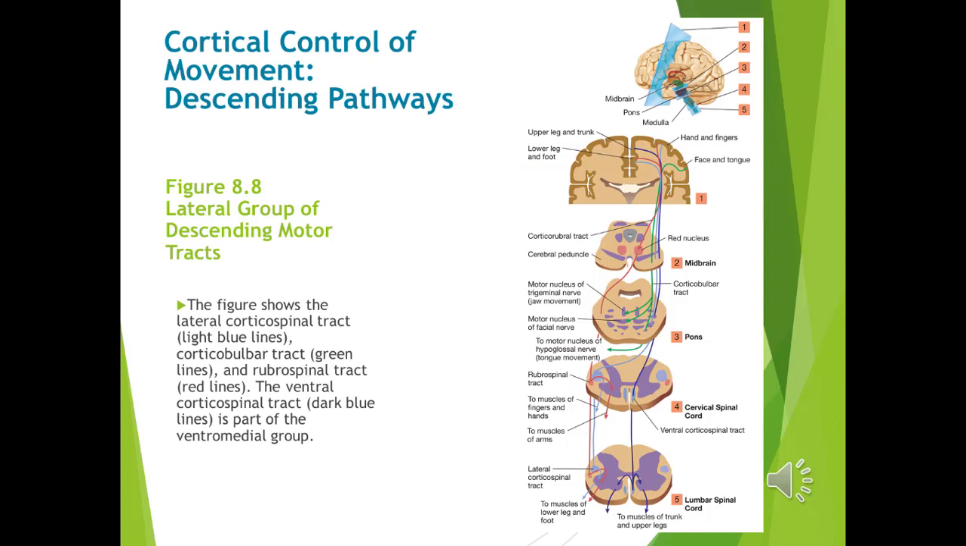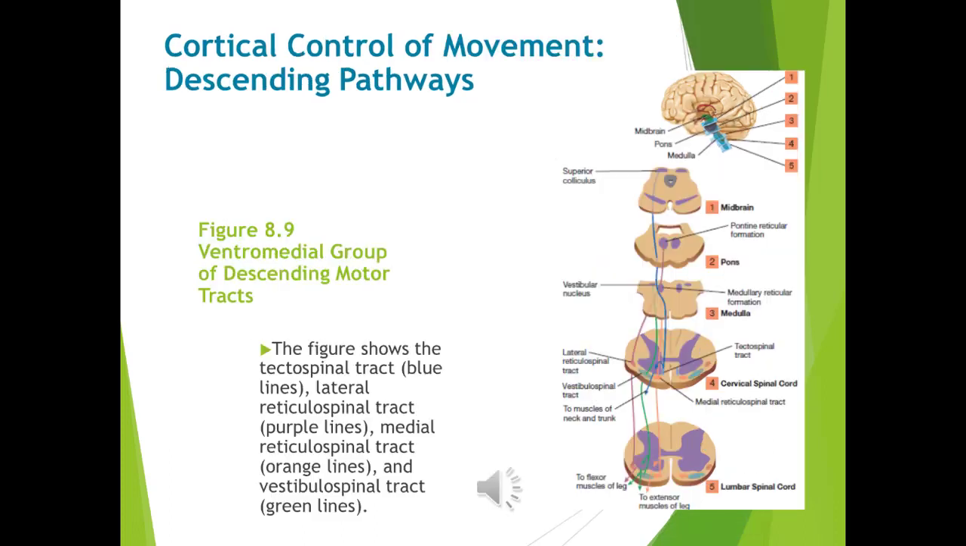Movement is controlled through descending pathways that are both lateral and ventromedial. With respect to the lateral group illustrated here, you can see that the lateral group is primarily involved in the control of independent limb movements, especially of the hands and fingers. This descending pathway includes the corticospinal tract, the corticobulbar tract, and the rubrospinal tract.